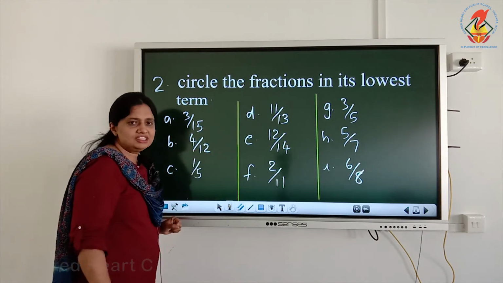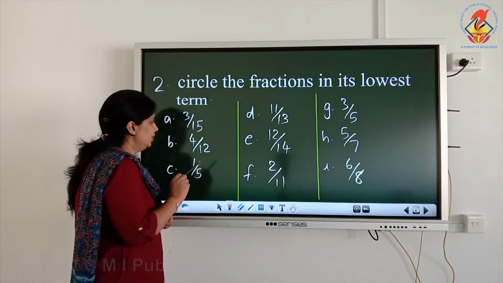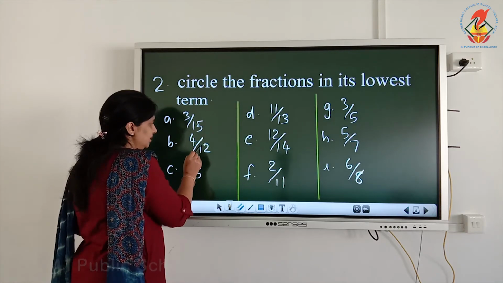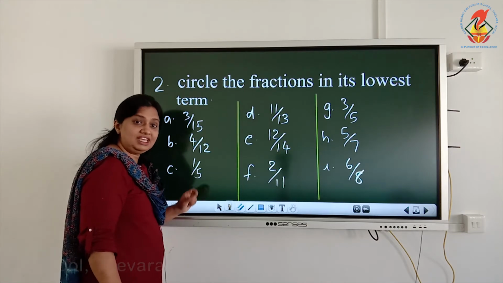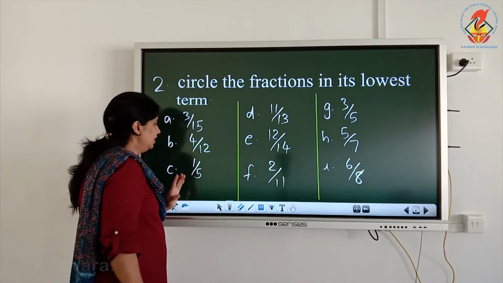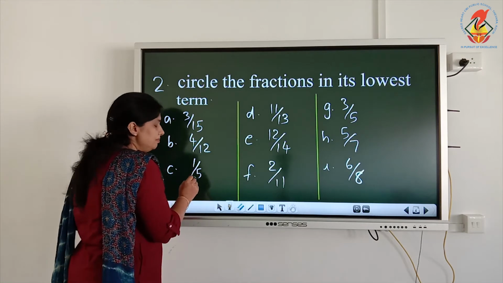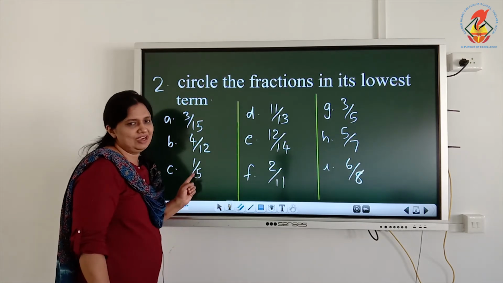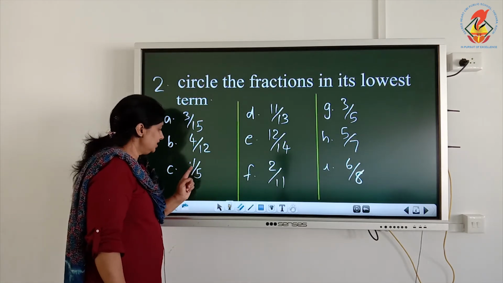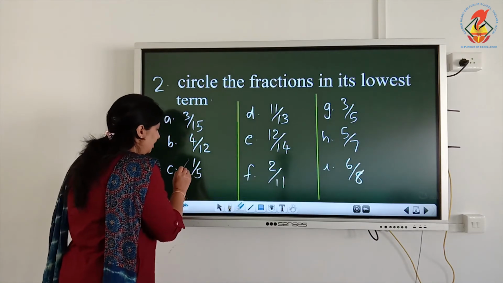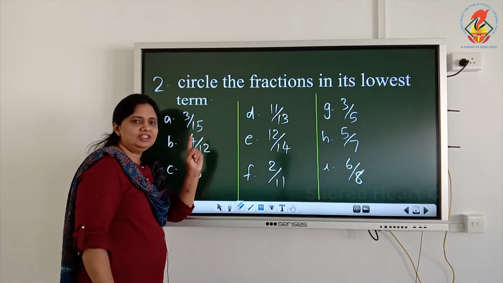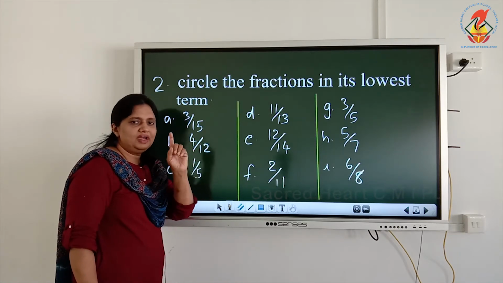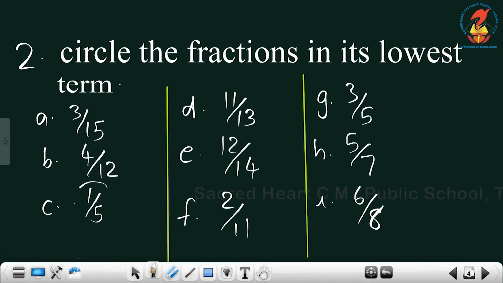And what about next? 4 by 12. Is it in the lowest term? No. And what is the common factor between the numerator and denominator? Here 4. 4 is the HCF. Okay. And the next one is 1 by 5. See this? 1 by 5. The common factor between the numerator and denominator is what? 1 only. The common factor between 1 and 5 is what? 1. It is in the lowest term only.